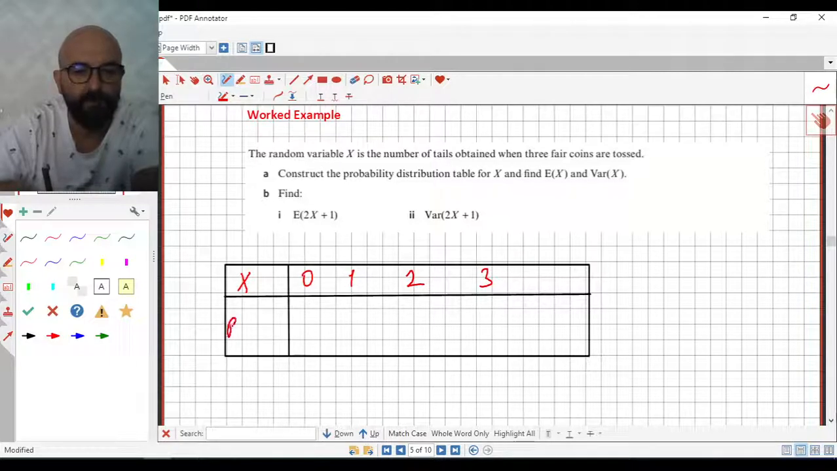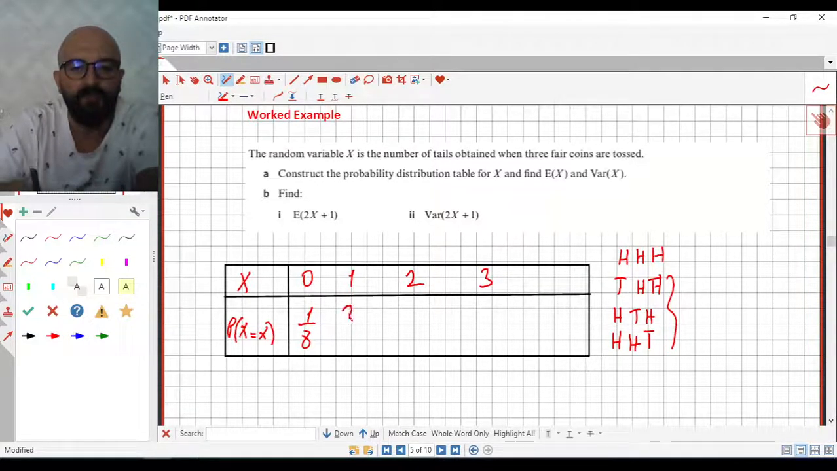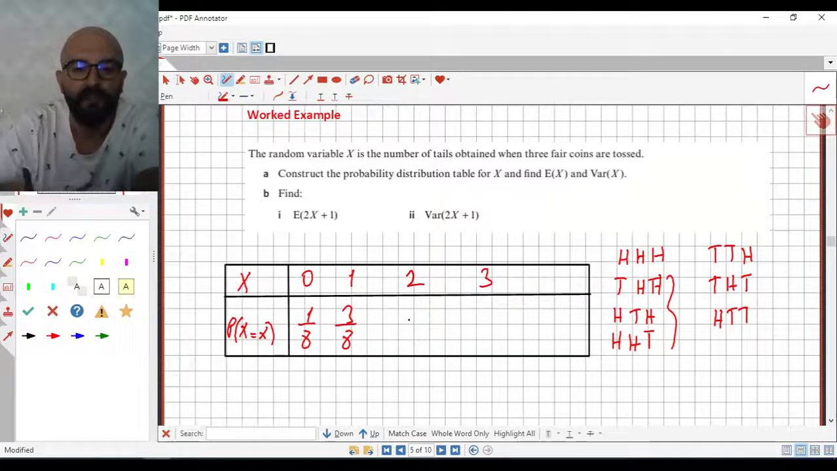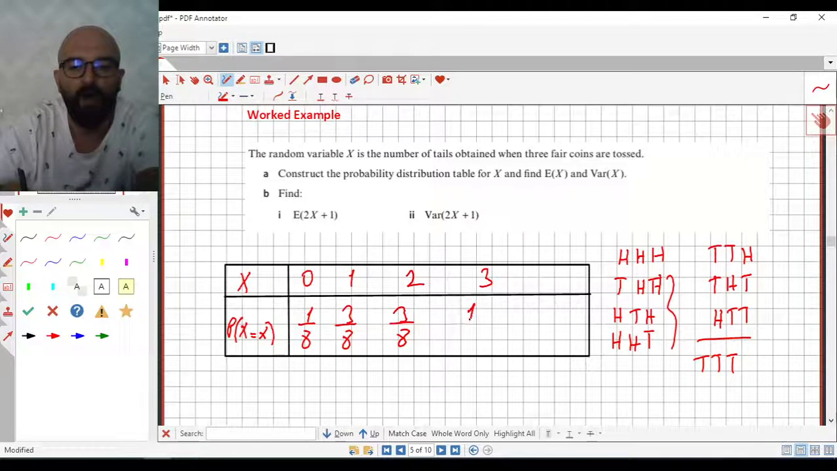0 tails: the probability is 1/8, heads heads heads. 1 tail: tail head head, or head tail head, or head head tail, so 3/8. 2 tails: tail tail head, tail head tail, and head tail tail, so 3 over 8. And 3 tails: tail tail tail, 1 over 8.